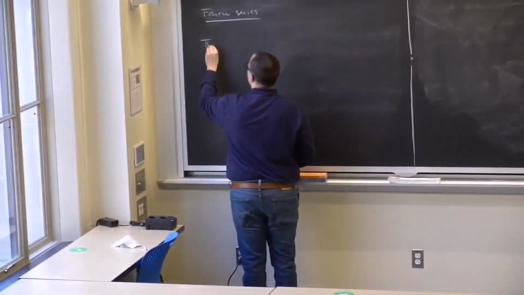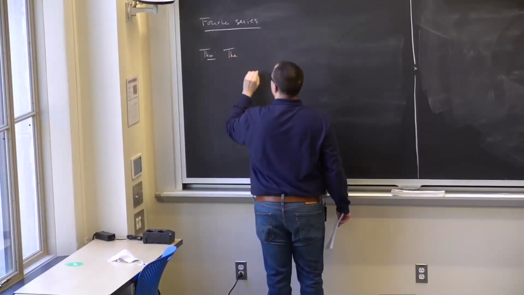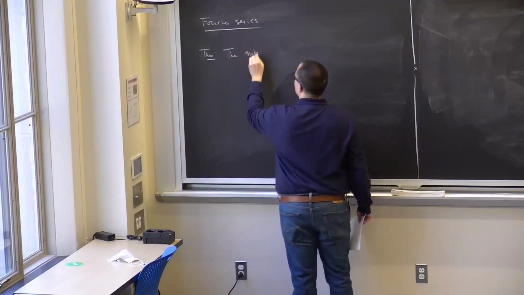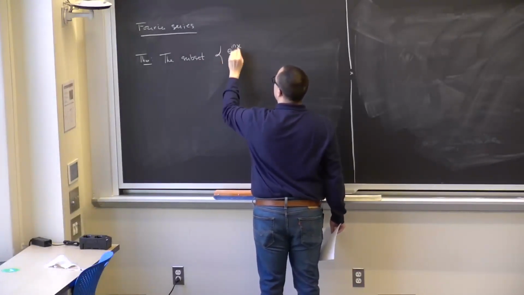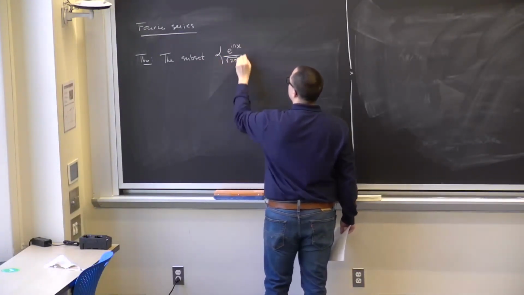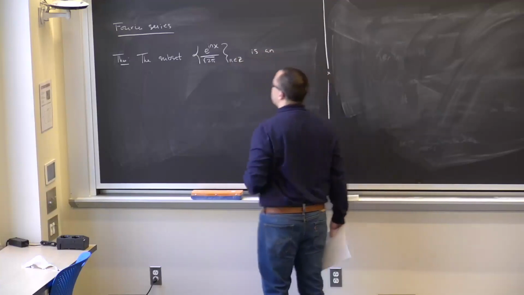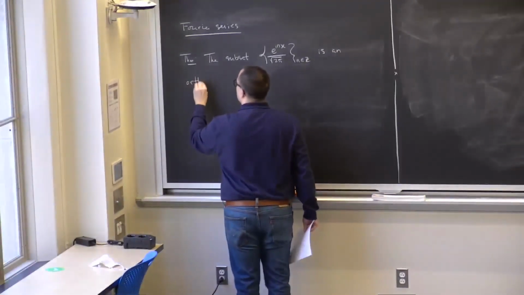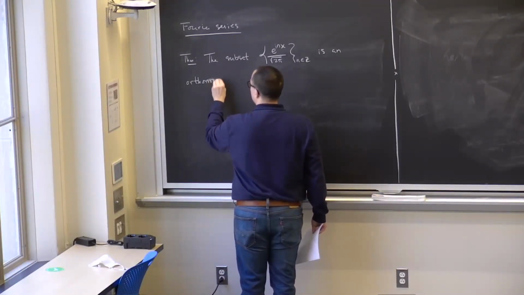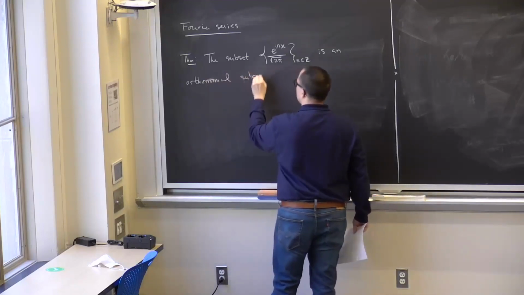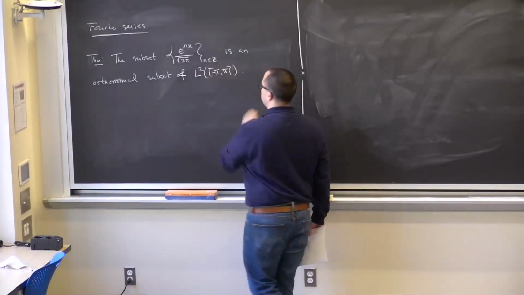Let me just start off with a very simple theorem: the subset of functions e to the i n x over root 2 pi, n an integer, is an orthonormal subset of L2 of minus pi to pi. Okay?